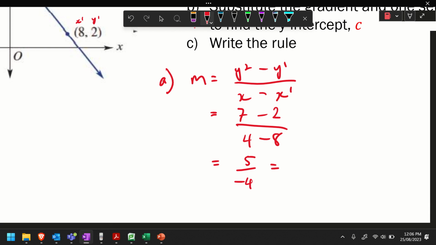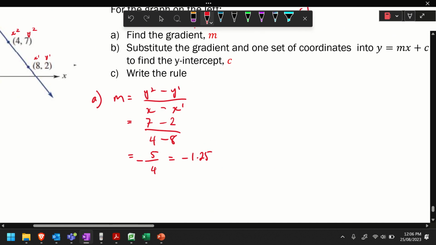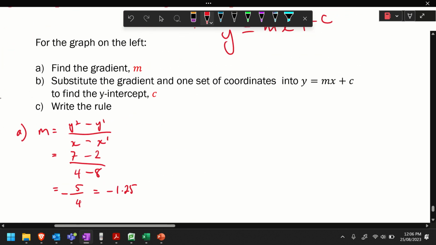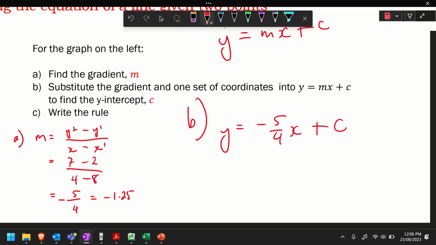Or if you want it as a decimal, it should be negative 1.25. But this is also fine, yeah? You can leave it as a fraction. That's the first one. Now, in my equation, this is what you have so far. It's going to be y equals negative 5 over 4x plus c. So this is for part B. This is my equation so far.